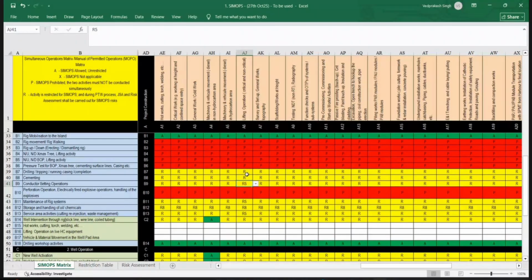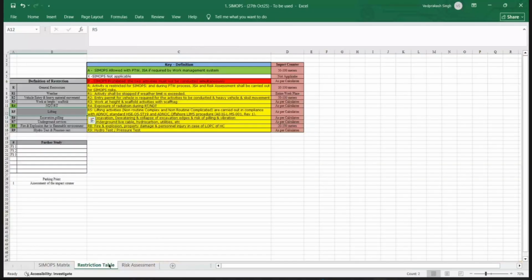Okay. You see, column AM, testing NDT, non-RT radiography. Okay, AM you captured. Against that AM you're putting R, but in your definition you have given the definition as R4. Which one, Vijay? Okay. R4 is exposure of radiation during RT and NDT. Okay. R4. Okay. But go back to this SMOS matrix.